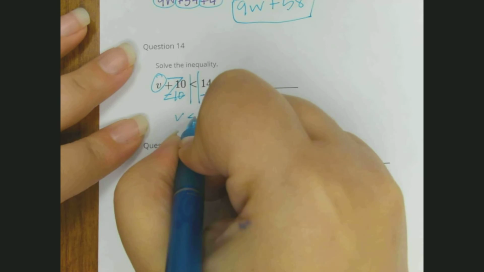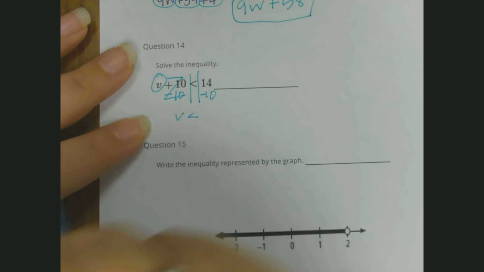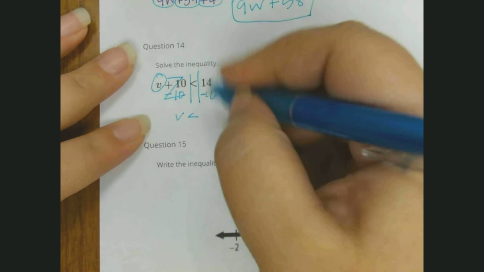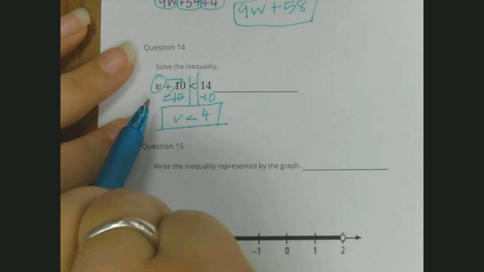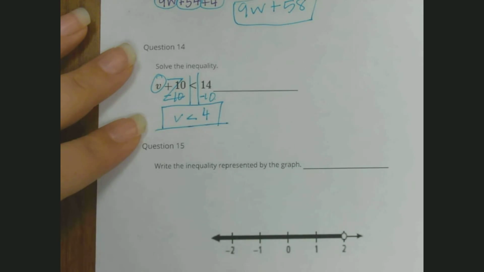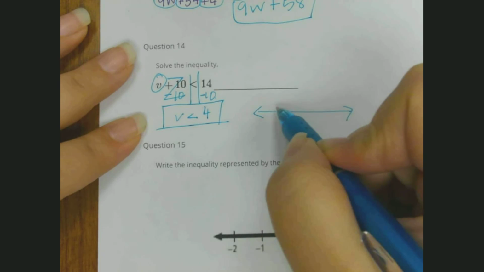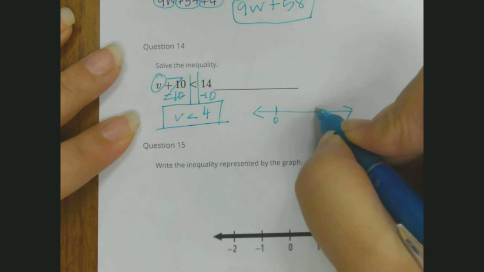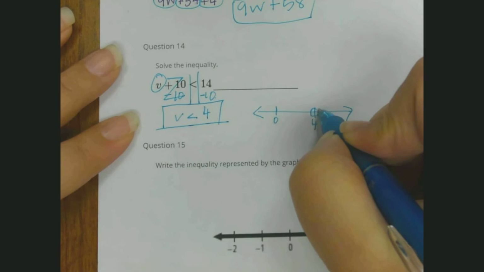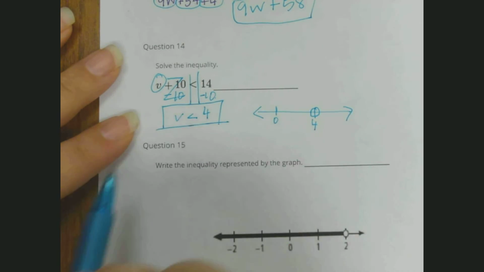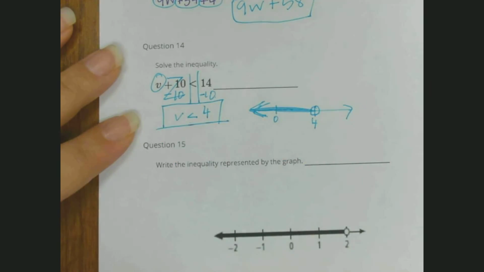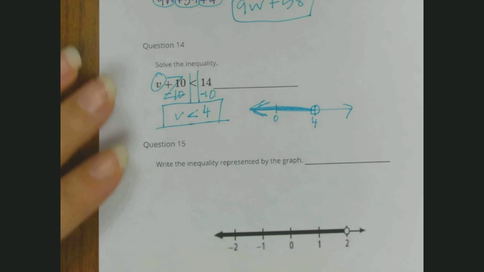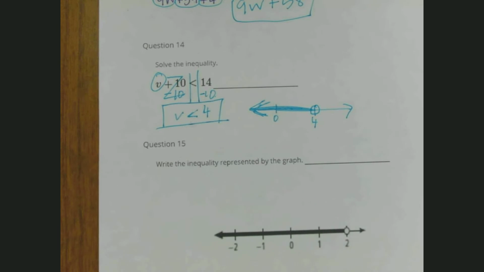I keep the same symbol that I have in the middle, the less than symbol, and then I do 14 minus 10, which is 4. So b is less than 4 as my answer. If I plug it back in, is 4 plus 10, 14? Yes, it is. If I graphed that, which you didn't have to, but I want to remind you what this looks like. You would plot 0, you would plot 4. You would do an open circle because there is no line under, and then you would shade everything less than 4, or to the left. Okay? So if you missed that problem, please do this one.